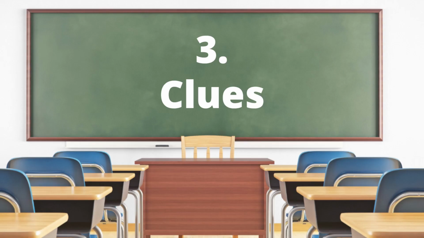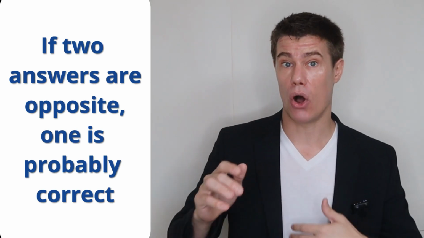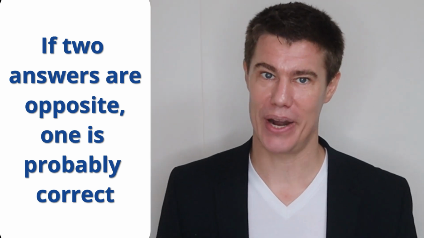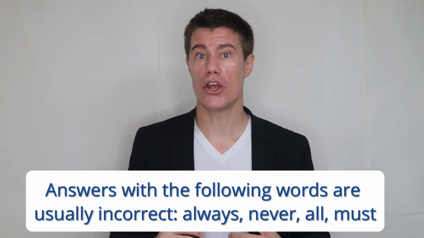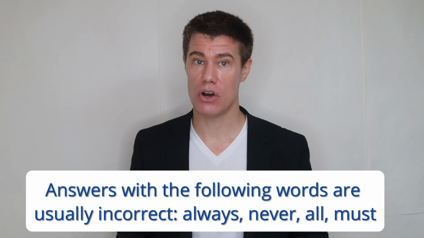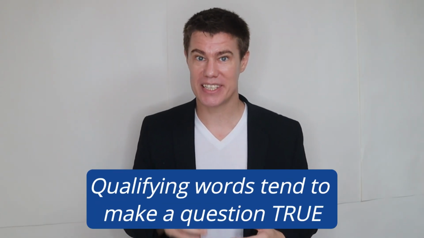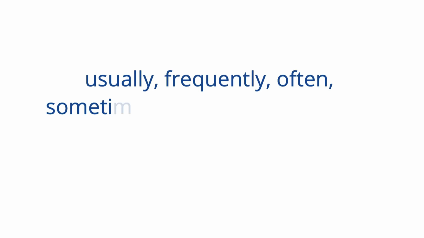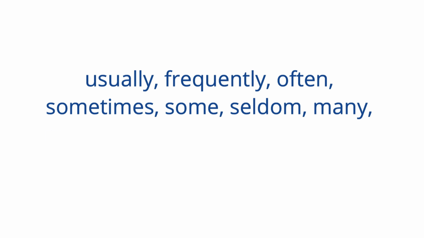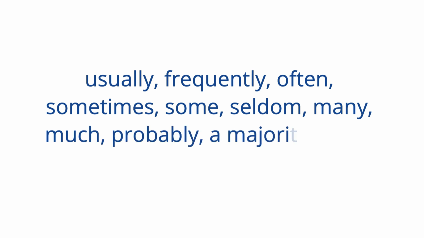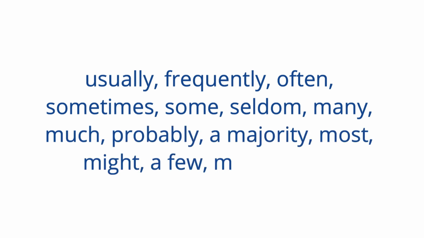Look for clue words and numbers. If 2 answers are opposite, one is probably correct. Answers with the following words are usually incorrect. Always, never, all, must. Qualifying words tend to make a question true. Qualifiers, seldom, often, many, increase the likelihood that a statement is true. Qualifiers include words such as usually, frequently, often, sometimes, some, seldom, many, much, probably, a majority, most, might, a few, may, unlikely.